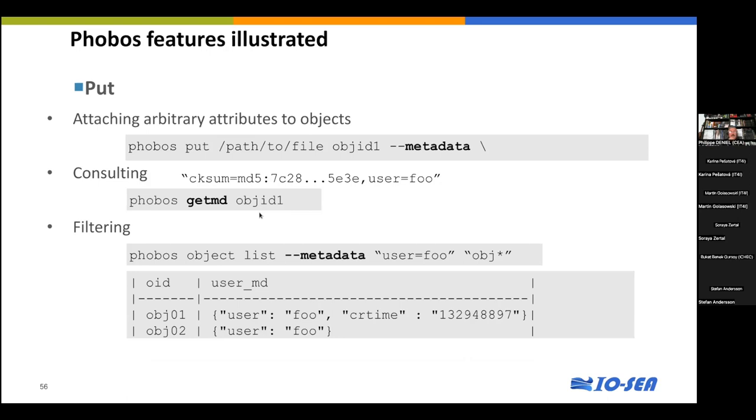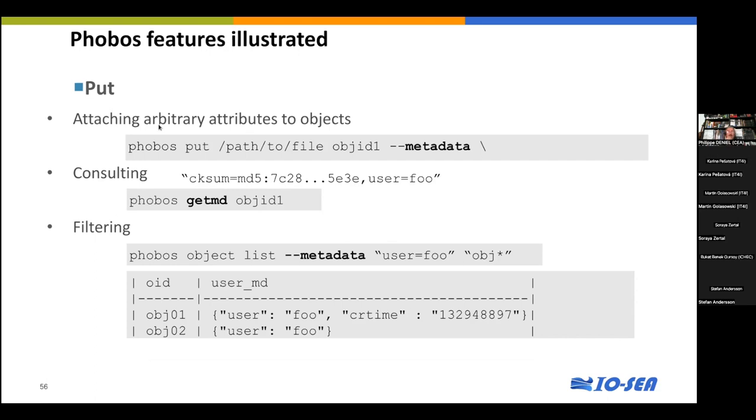This is the way you can put a file to Phobos. Every time I click with my mouse in this PDF viewer it moves to the next page, sorry for that. So in this example, you put a file to an object ID and you can attach arbitrary metadata to it. And you can get the metadata only from these objects without accessing the whole object, because the metadata and the data are very well separated. You can also browse the data just by providing a filter on the metadata.